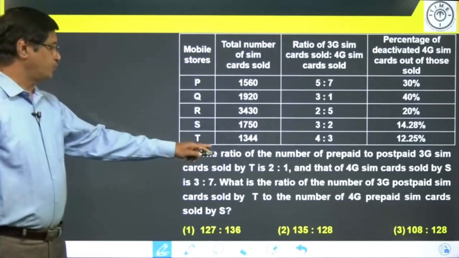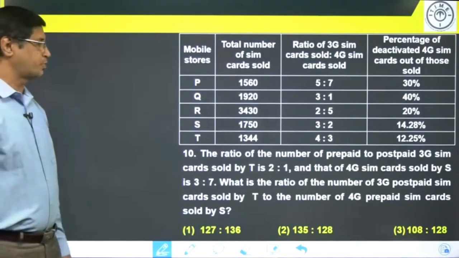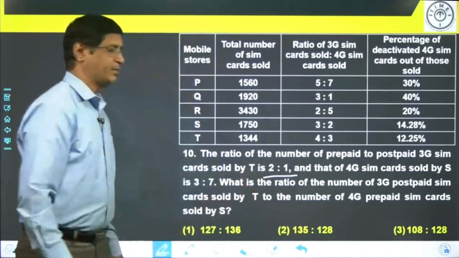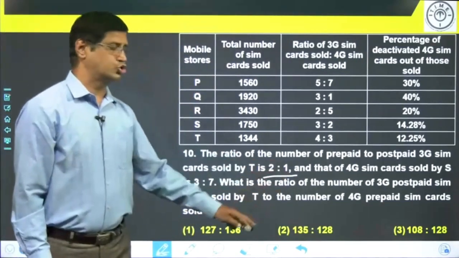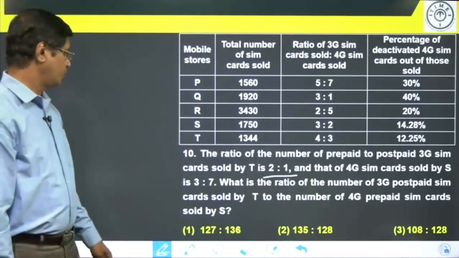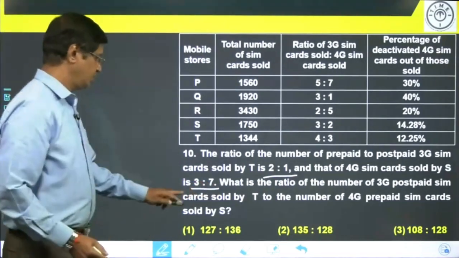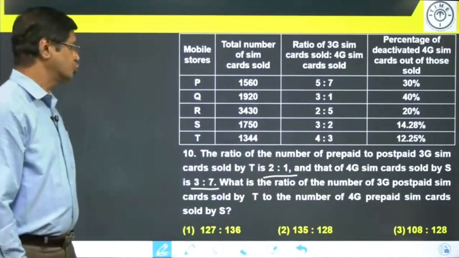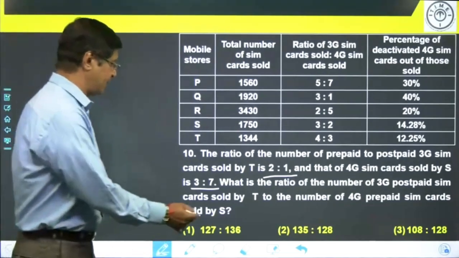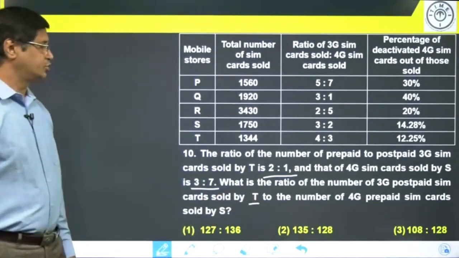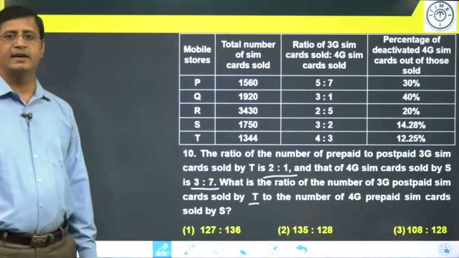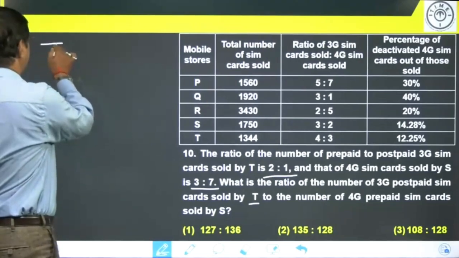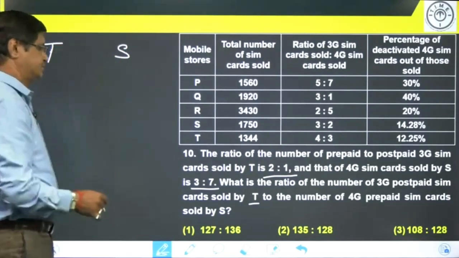The ratio of the number of prepaid to the postpaid 3G SIM cards sold by T is 2:1, prepaid to the postpaid, and the 4G SIM card sold by S, that is 3:7, prepaid to postpaid. Then what is the ratio of the number of 3G postpaid SIM cards sold by T and the number of 4G prepaid SIM cards sold by S? So T and S we need to find. So I am taking T here and other side S.